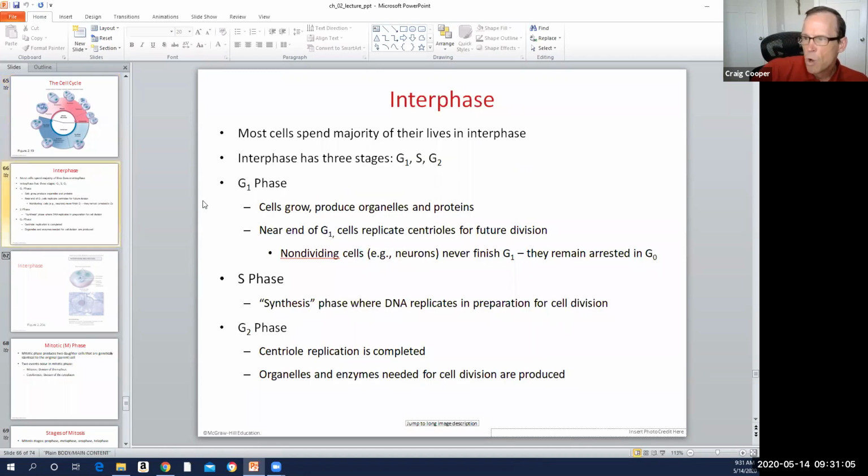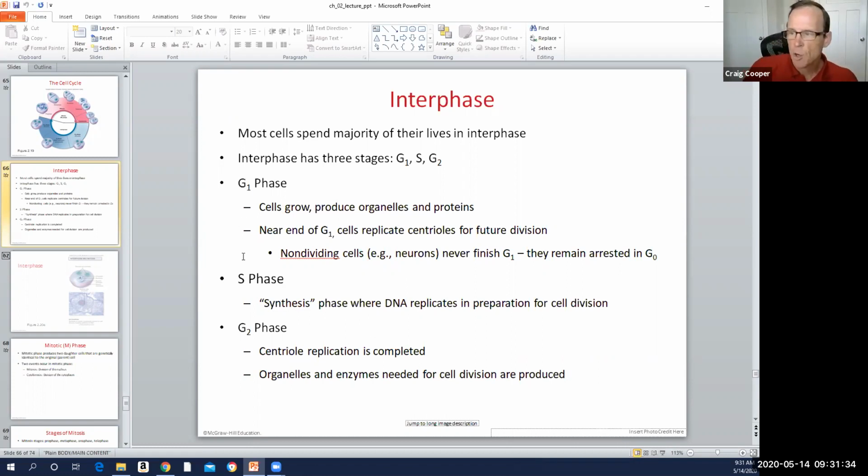So in G1, that cell's going to reach maturity. It's going to go about its normal business, make whatever proteins it's in charge of making, if it's an enzyme producing one, if it's producing secretions, if it's producing a hormone, whatever that cell is in charge of doing. If it's a muscle, it's going to do its muscle contraction thing. So that's where it's really functioning and just doing its thing. It's kind of young, it's in the prime of its life.